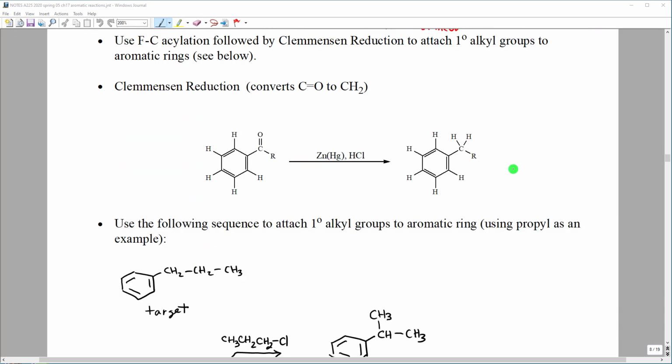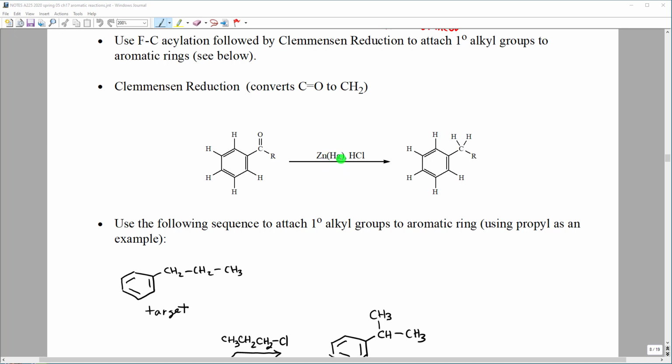Friedel-Crafts acylation is extremely useful because it allows us to attach primary alkyl groups to aromatic rings, which we could not do with alkylation because of rearrangement. In order to do this, what we're going to need is another reaction that would convert the C double bond O into a CH2. That reaction is called a Clemmensen reduction. It looks like this. We take a molecule that has an aromatic ring attached to a carbonyl, C double bond O. We react it with this reagent, zinc metal dissolved in liquid mercury, which is called zinc amalgam.